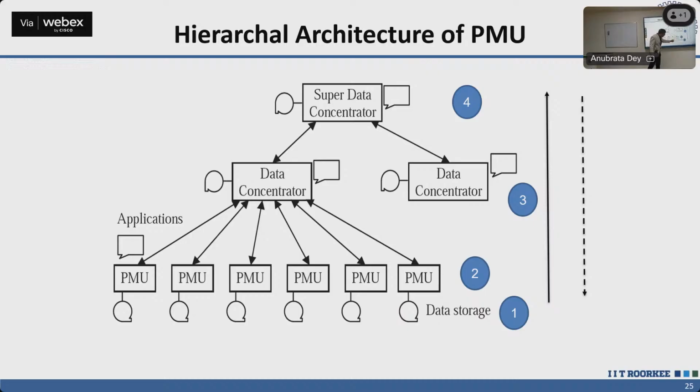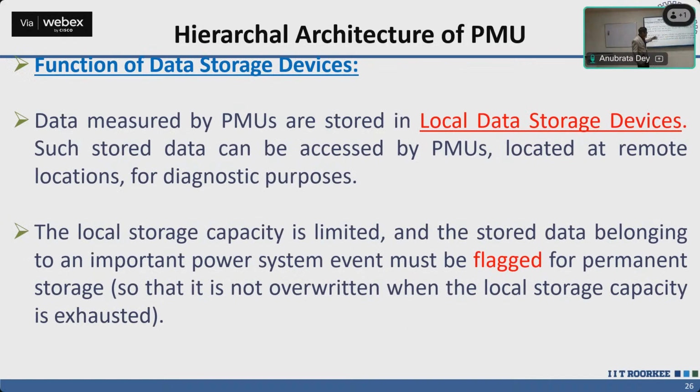So all the PMUs are going to send the data to the PDC, phasor data concentrator. And if, let's say, your number of PMUs is more than 100, 200, 500, then one PDC is not sufficient. So then you have multiple PDCs, and then you have a super PDC also. That is also there. So this is the normal hierarchy of how the PMU is going to send the data.